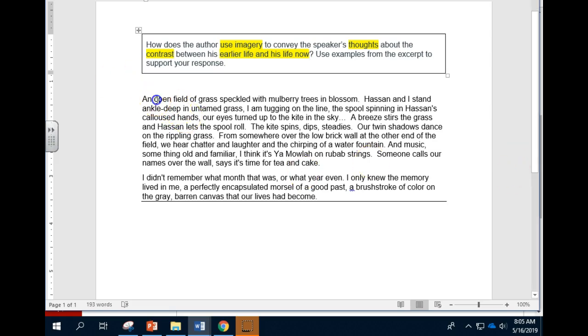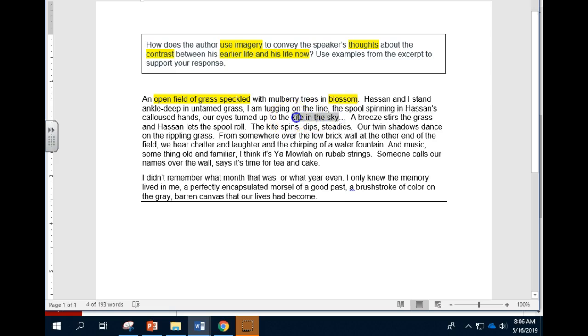I see an open field of grass, speckled. That's kind of a pleasant image there. It's a visual image, an open field. Not a crowded place, an open field of grass speckled with trees in blossom. I see ankle-deep, untamed grass, but honestly, I can't tell if that's supposed to be pleasant or not, so I'm going to keep going. I see a kite in the sky.